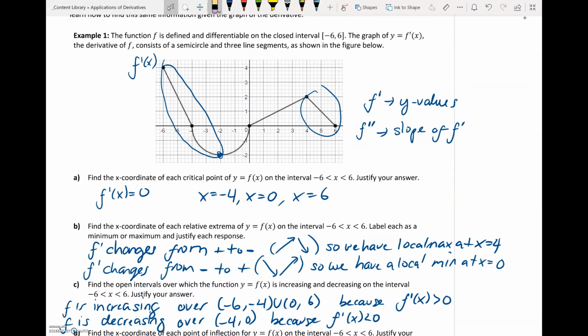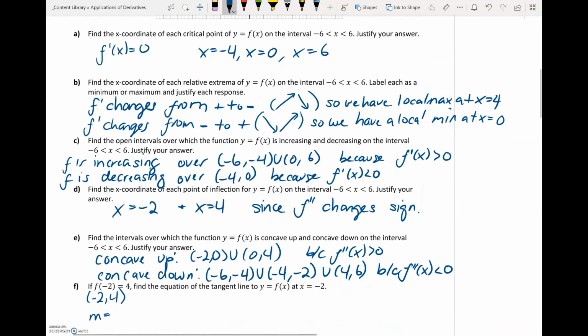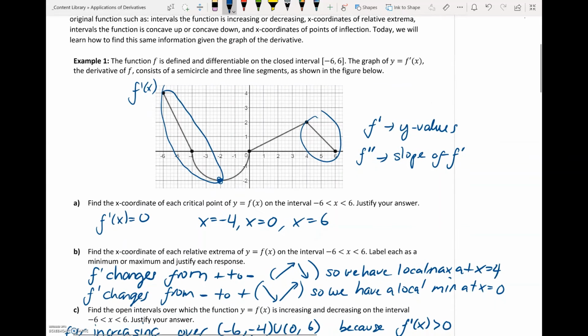In the last question, we are looking for the equation of the tangent line to f at x equals -2. We are given the point already, that's (-2, 4). The only thing we're missing is the slope. And we're looking for the slope at x equals -2 for f. And we can just read off our f prime graph to do that. That's this point over here.